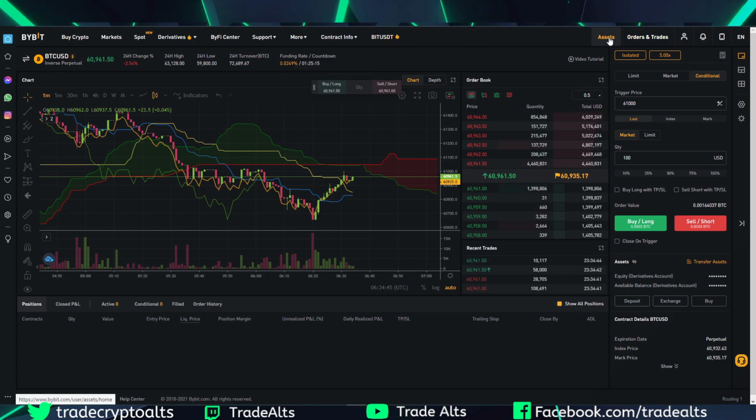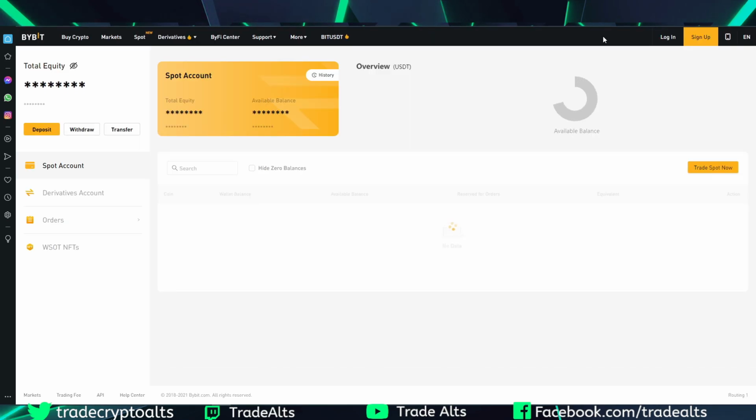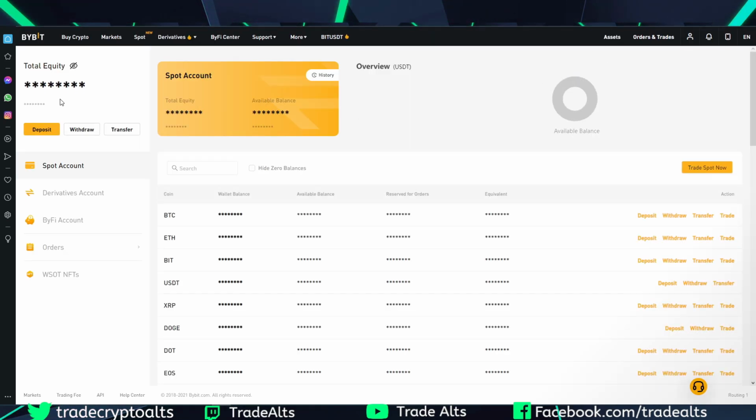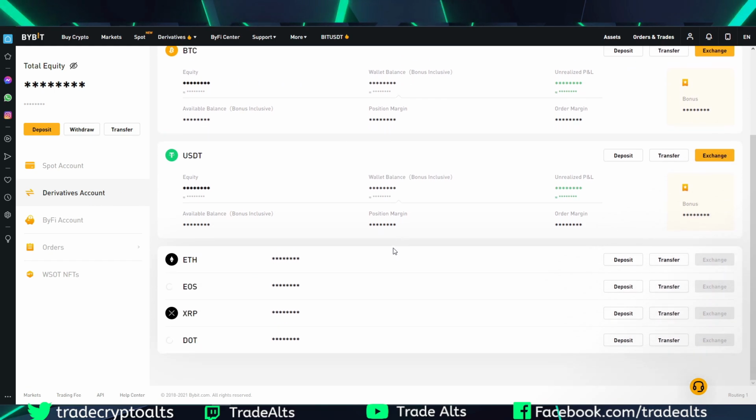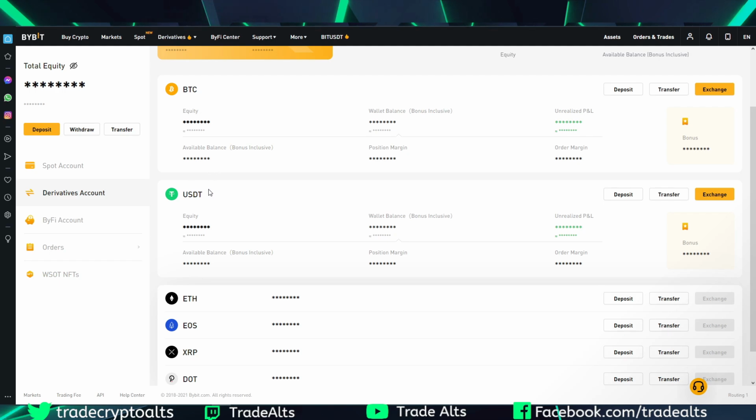And then assets, so we can go check this out very quickly. You click on assets here, and this is just going to show you all of the different assets that you have in your wallet. Obviously I have this blacked out, or hidden. For your spot account, this is where you would see everything. For your derivatives account, you'll later click on this, and this is where you're going to see it. I only have Bitcoin and USDT in here at the moment on this account, and if I had ETH, EOS, XRP, or DOT, there would be a balance shown here as well.